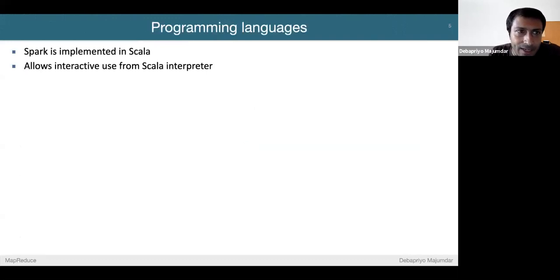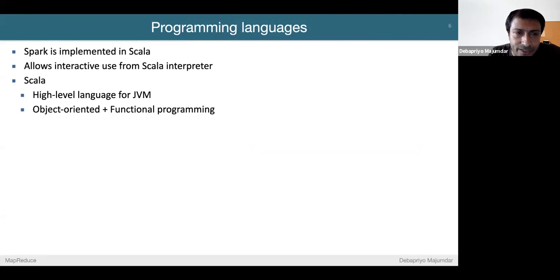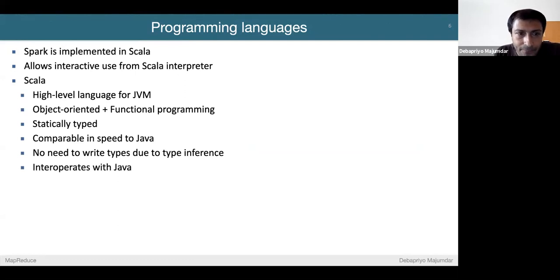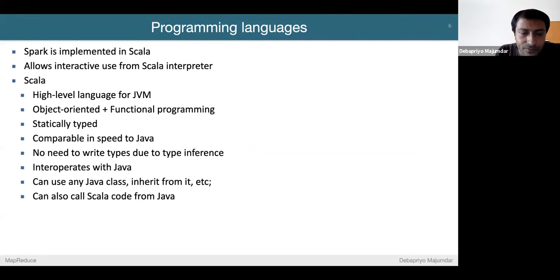It's written in Scala. So Scala is actually a high-level language for JVM, and it's object-oriented plus functional, statically typed. We'll not actually look at Scala, but the main point to note here is that it is comparable in speed to Java, which means it's very fast. You can use Java classes in Scala and all those things, and you can also call Scala code from Java, but you can also use all those things from Python. And that is where we will come to.